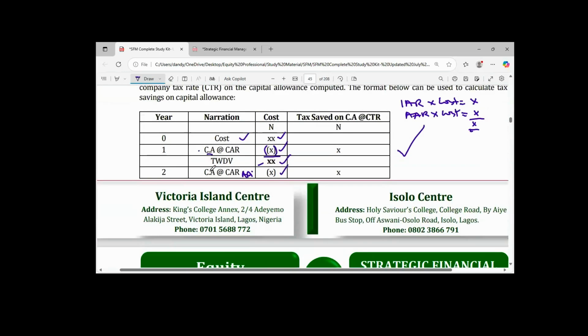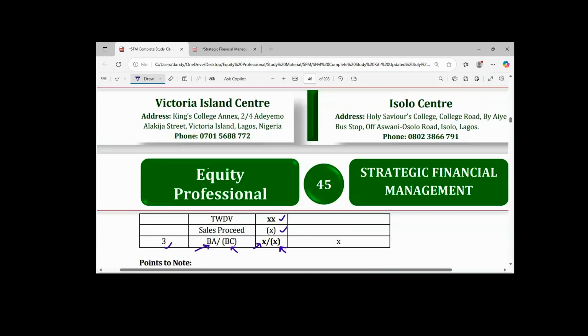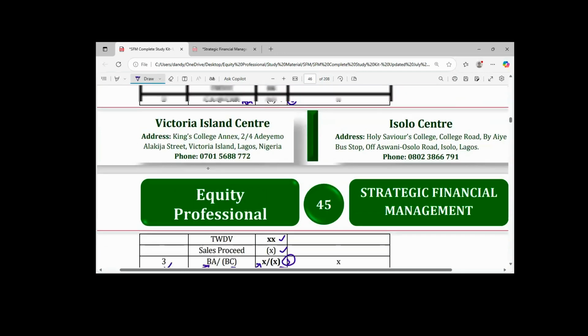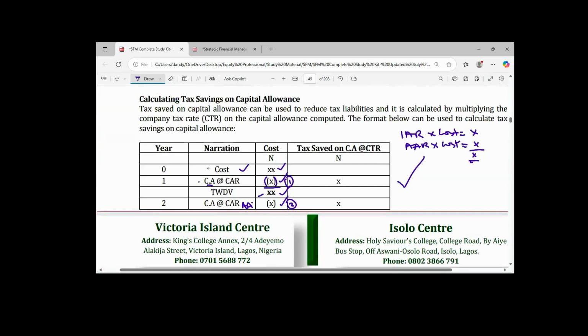So what you have here, and this, and the third one, and this are your capital allowance. Those are your capital allowance. When you now want to determine tax saved on capital allowance, you need to multiply the company tax rate on the capital allowance. So the capital allowance you have in year one, you multiply the company tax rate with it to get this. Say, for example, the company tax rate is 30%.